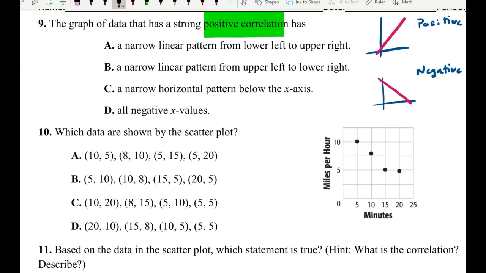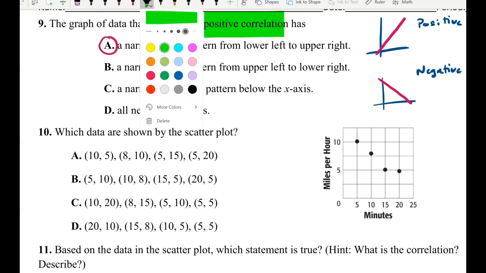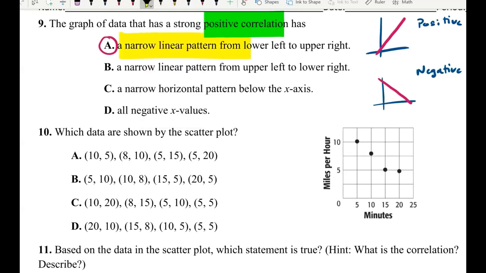In this case, they ask you about positive correlation. So I'm going to read part answer A. A narrow linear pattern from lower left to upper right. Lower left to upper right. So that's the answer here for the positive correlation. This lower left, upper right. So that is the graph of positive correlation.